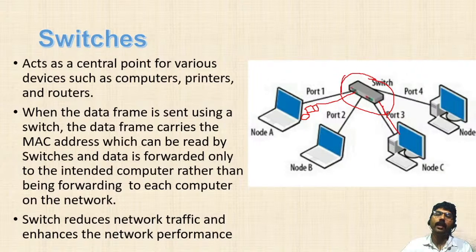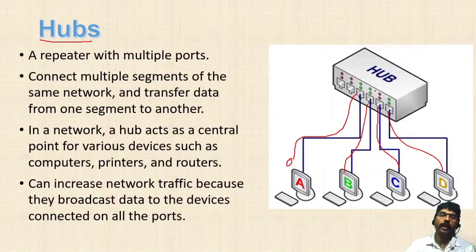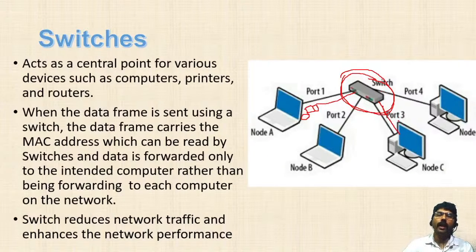These devices generally work on layer 2 of the OSI model. Hubs and repeaters work on layer 1 of the OSI model, whereas switches work on layer 2 of the OSI model, which is a little bit more intelligent than hubs and repeaters.